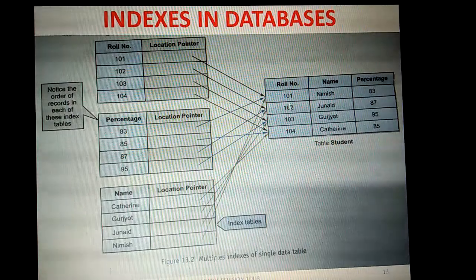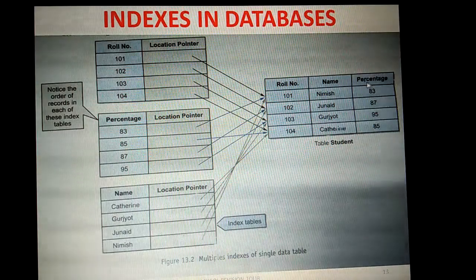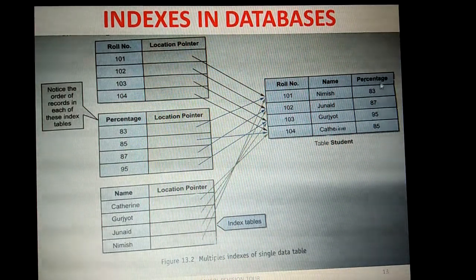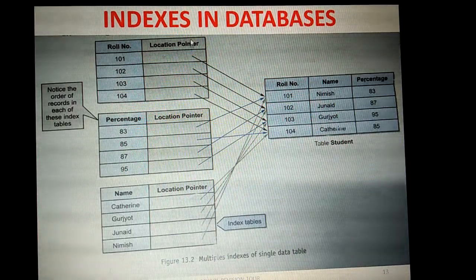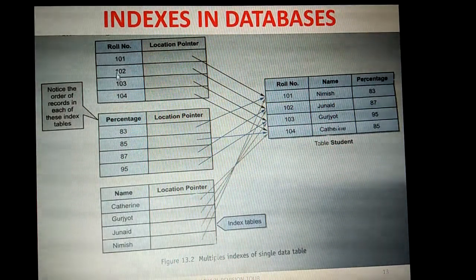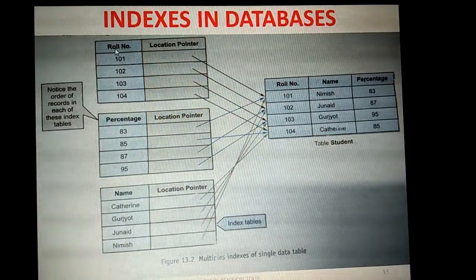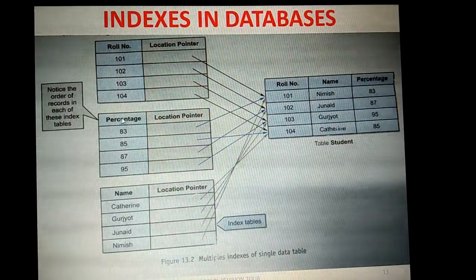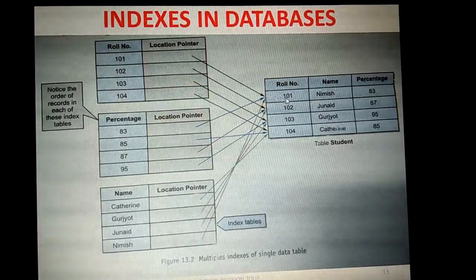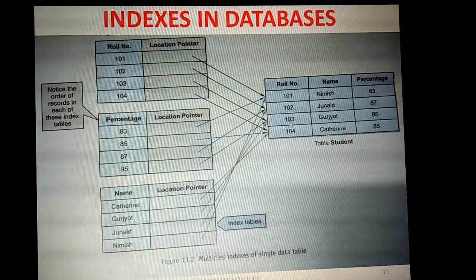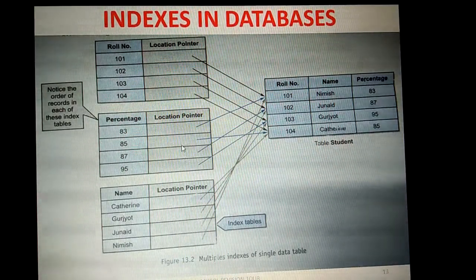The roll number has values in arranged order. Name values are not arranged. Under the field percentage, we do not have the values in arranged order. But in the index table, for all the columns we have created index tables. Roll number is one index field, percentage is another index field, then name is the next index field. Either we can use roll number for searching a particular record, or based on the percentage we can retrieve a record, but the values must be unique.